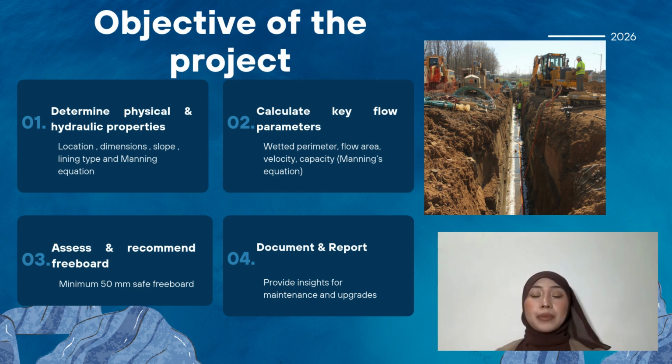Our study has four main objectives. First, we aim to determine the physical and hydraulic properties of both drains, including their precise locations, dimensions, longitudinal slope, type of lining, and Manning roughness coefficients. Second, we will calculate key flow parameters such as wetted parameter, flow area, velocity, and drainage capacity using Manning's equation.